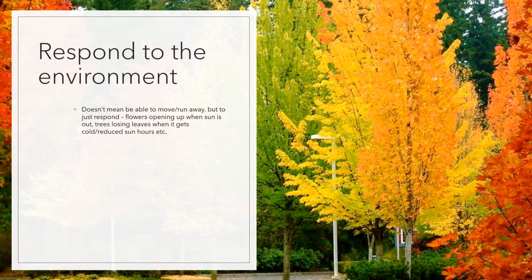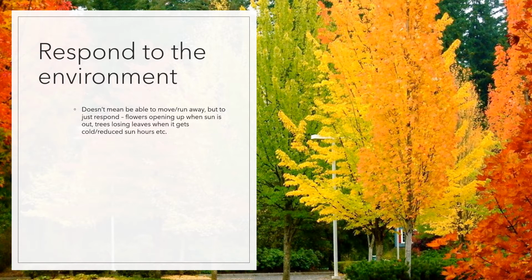Then we have the ability to respond to the environment. This doesn't mean that you need to be able to move or run away. We know that a tree, when a man with an axe is running at it, can't just pick up its roots and run away from the danger, right? But it can respond. So flowers open up when the sun is out, or trees lose leaves or change color when it starts getting cold and the amount of sun during the day is reduced.